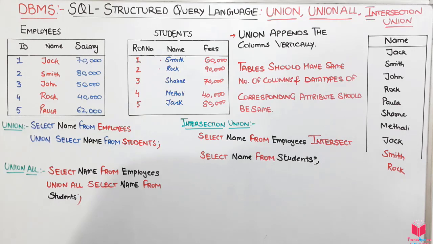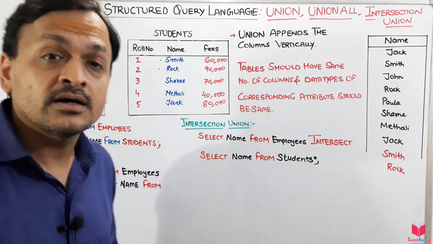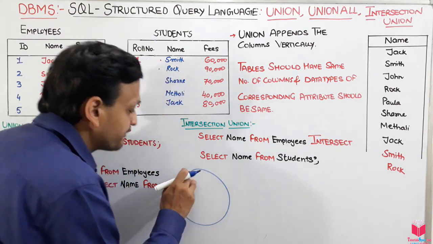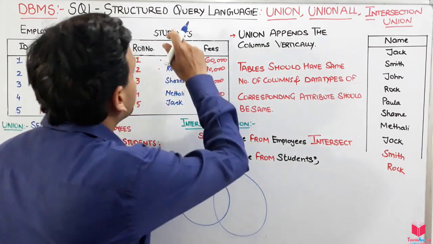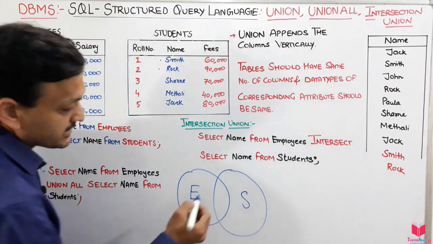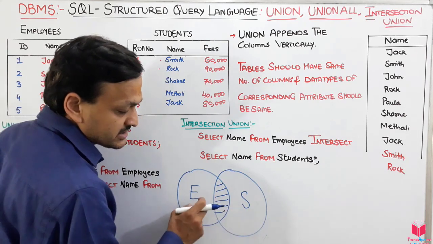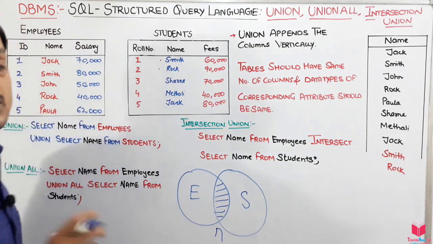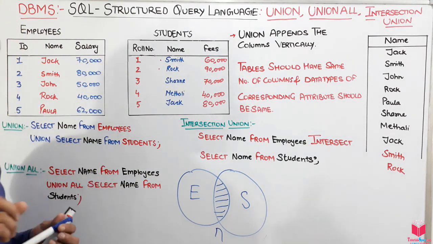Okay, after that the intersection, that is INTERSECT. If you don't know, intersect is like this: you have this table, let's consider the employee table, and this is the student table. This is the employee table, this is the student table, and this area is the common area between E and S, that is employee and student. This is exactly called intersect. That is the common part between two tables, so only the common part will be written here.